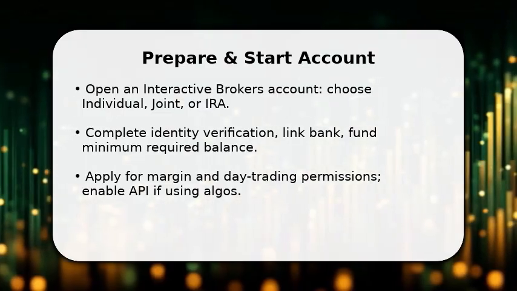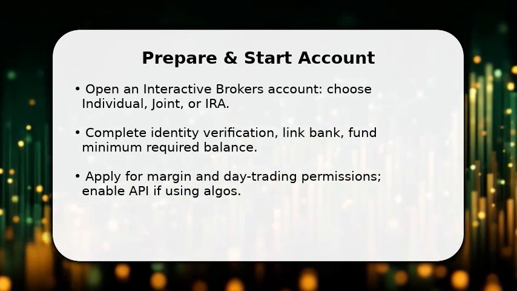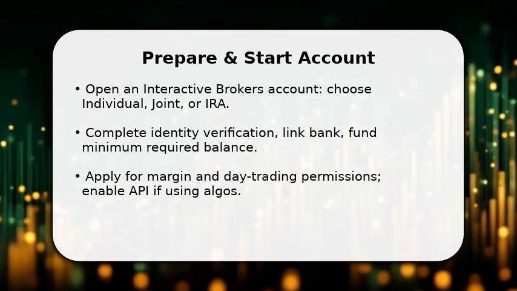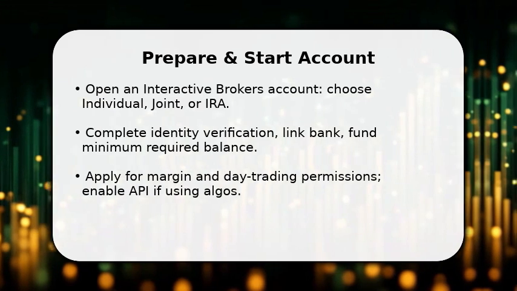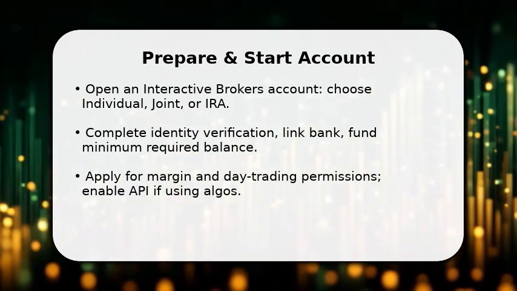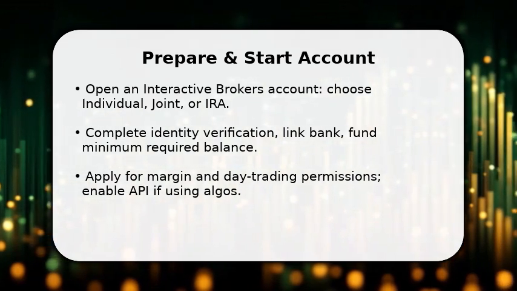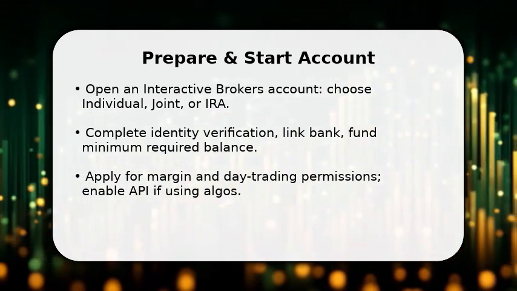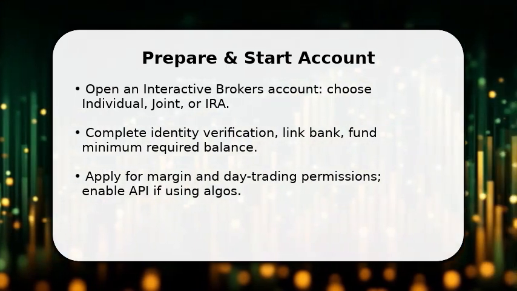You begin by creating your Interactive Brokers account and choosing the correct account type for day trading. Once done, upload ID and proof of address, then link your bank and transfer initial funds so you can trade immediately. Make sure to request margin and pattern day trader permissions and enable API access if you plan to use automation. These permissions change buying power.